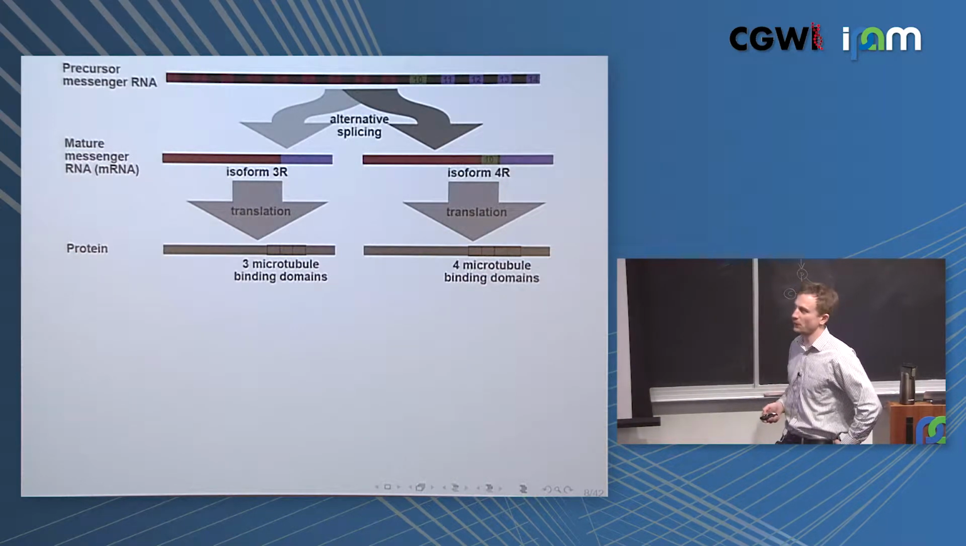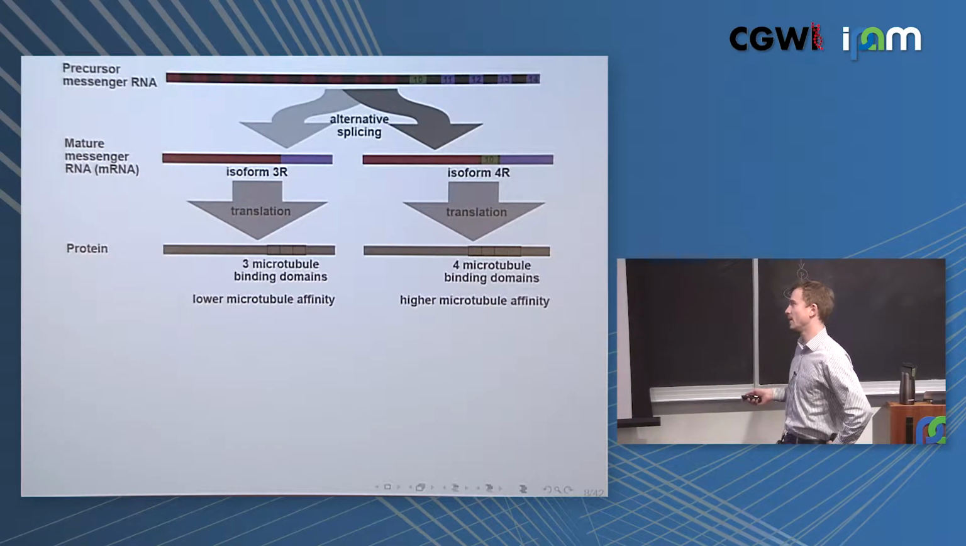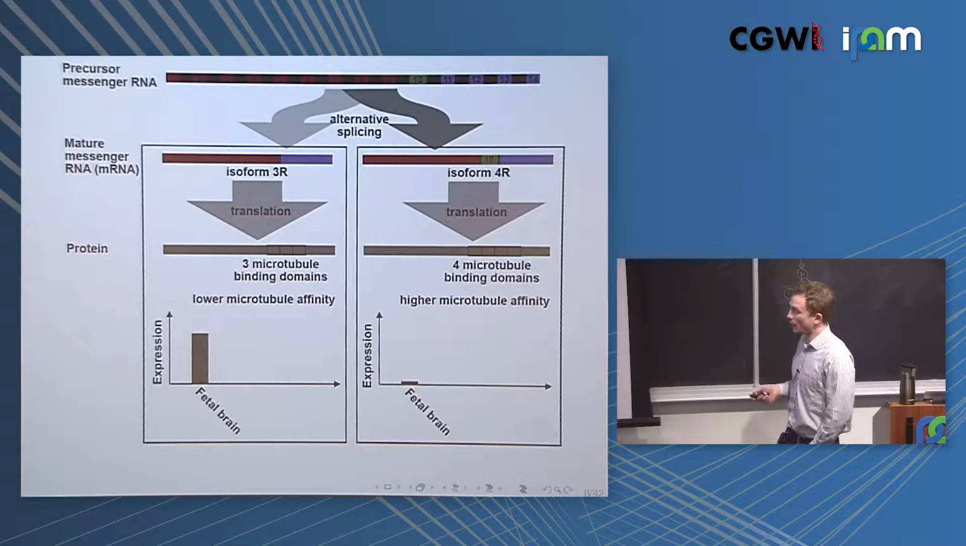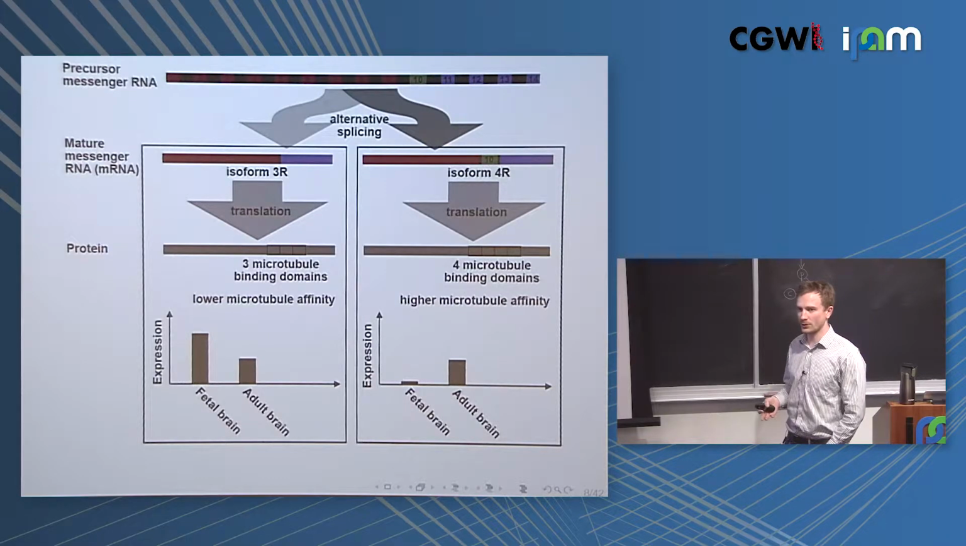As you might imagine, if you have more microtubule binding domains, you end up with higher microtubule binding affinity. It turns out that in healthy development, in the fetal brain, you see almost exclusive expression of the 3R isoform, whereas in healthy adult brain, you see balanced expression of these 2 isoforms. So this is a situation where there's a functionally important difference in healthy tissues during development.